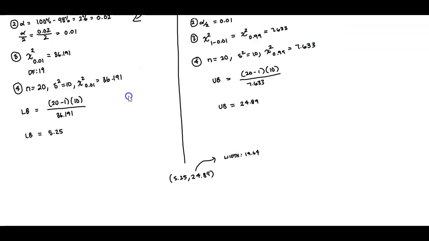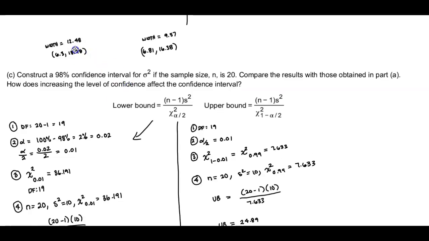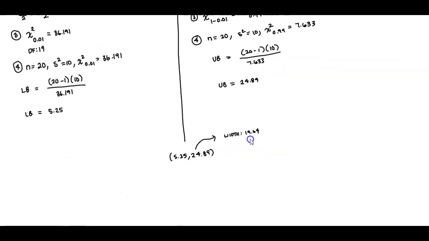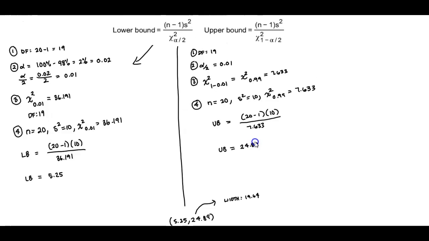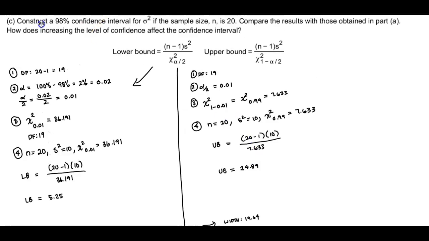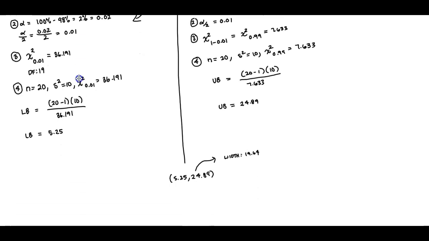Okay, so we're going to compare these results with the one from part A, because this is part A and this is part B. If you look at the width here, this is 12.48. Over here we get a width of 19.64, and we have gone from a 90% to a 98% confidence interval. So, notice again that the upper bound got higher and the lower bound got lower, which means that the width of the confidence interval increased.